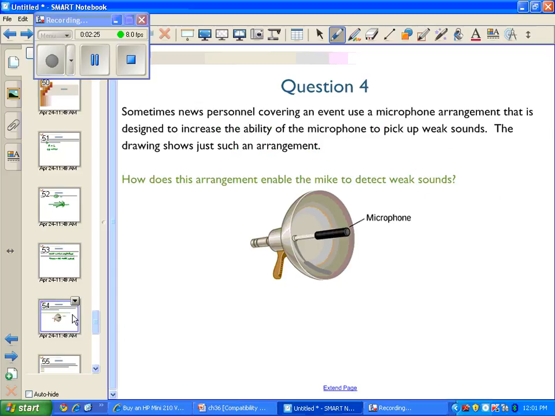Next question. Sometimes news personnel covering an event use a microphone arrangement that is designed to increase the ability of the microphone to pick up weak sounds. The drawing shows such an arrangement. How does this enable the detection of weak sounds? Well, what you can see here is that all sound waves which are going to strike this semi-spherical or even parabolic arrangement are going to reflect through the focus, and of course the focus is at the location of the microphone, and so this enhances the detectability of the sound waves.